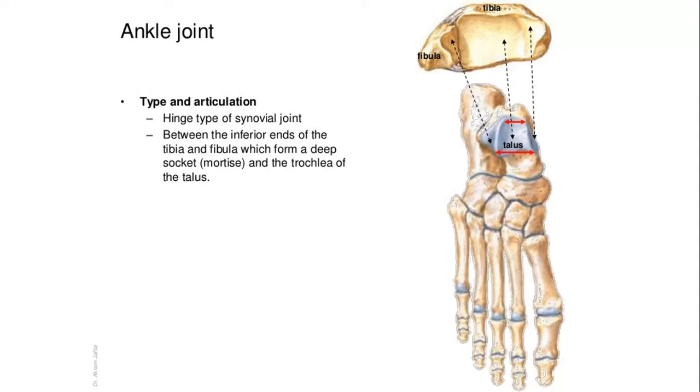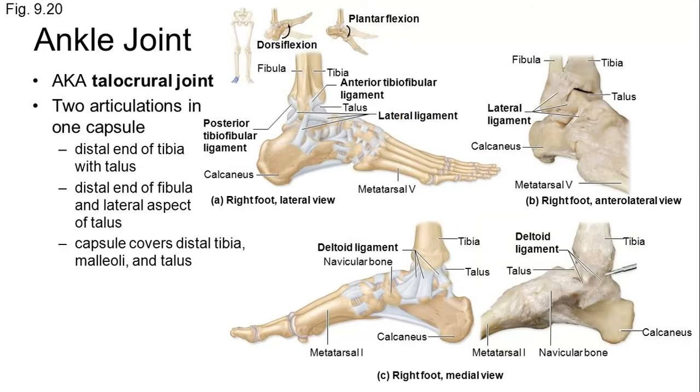It has a deep socket made by the tibia and fibula, which forms a mortise, and the trochlea of the talus. These are making the joint. So this joint is a hinge type of synovial joint in which the socket, the mortise, is made by the tibia and fibula, and the trochlea of the talus. They are making the joint. Now, if we have understood between which bones the ankle joint is present, and also the type of joint, we have got our answer.